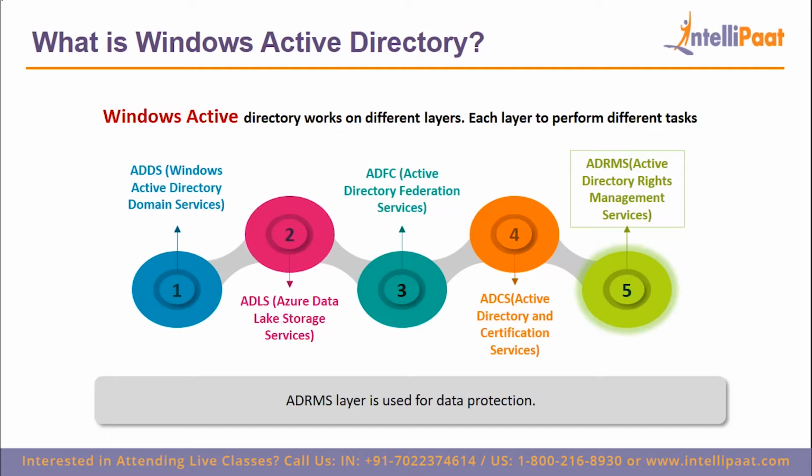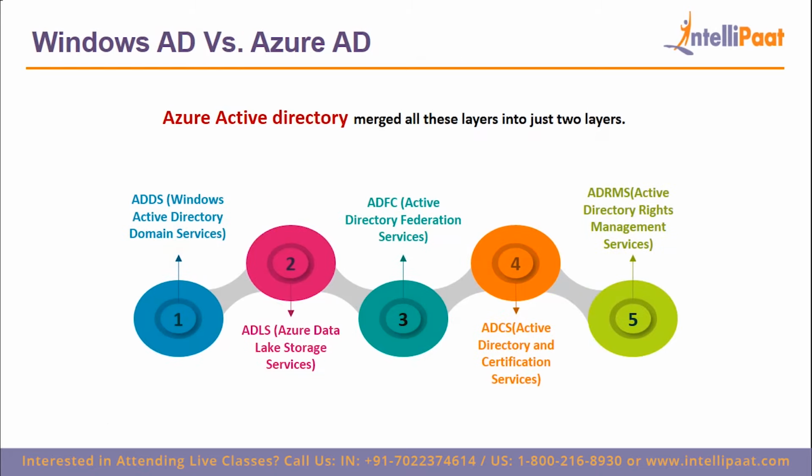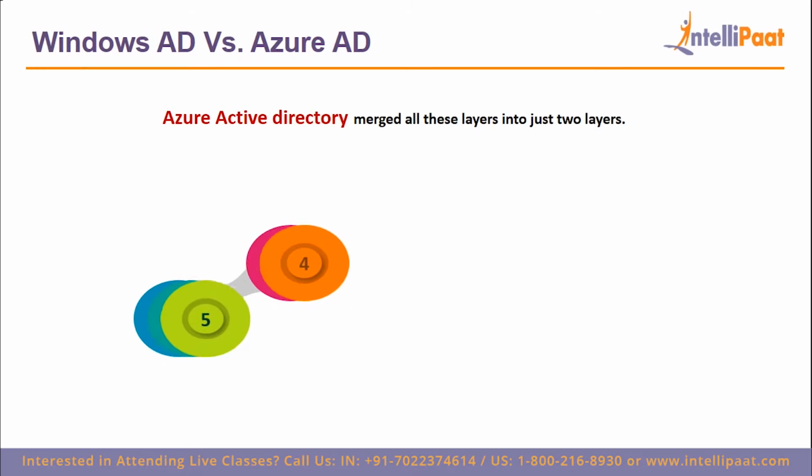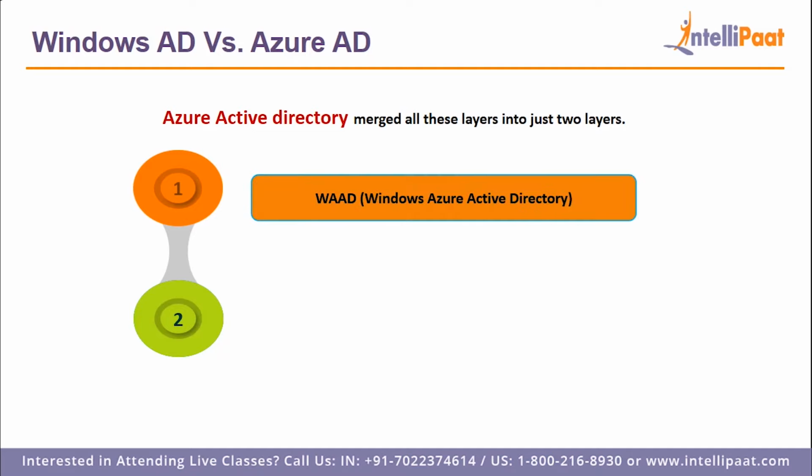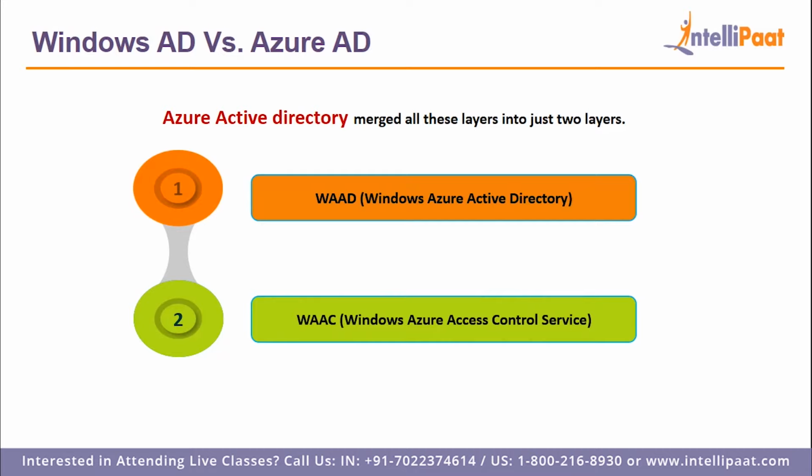So this was one of the other drawbacks which led Microsoft to come up with another Active Directory solution, which is Azure Active Directory, right? When Azure Active Directory came into the picture, it merged all these layers into just 2 layers, and these 2 layers performed all of the tasks that the previous 5 layers were doing. These 2 layers were WAAD, that is Windows Azure Active Directory, and the second layer was WAAC, that is Windows Azure Access Control Service.